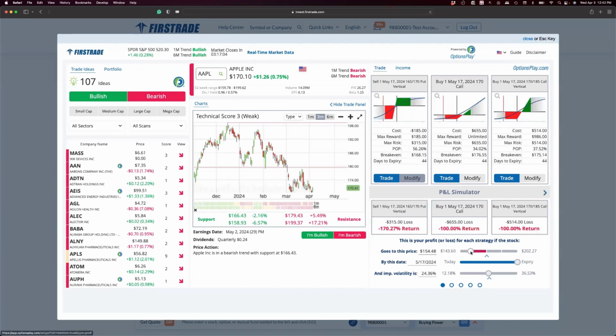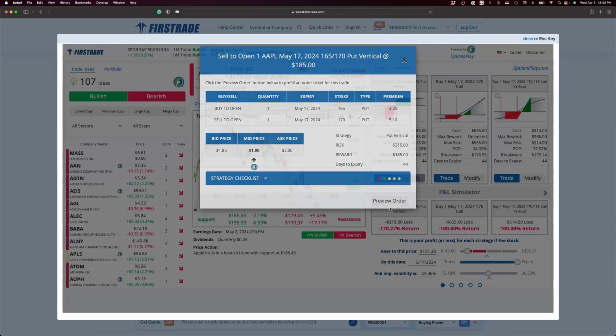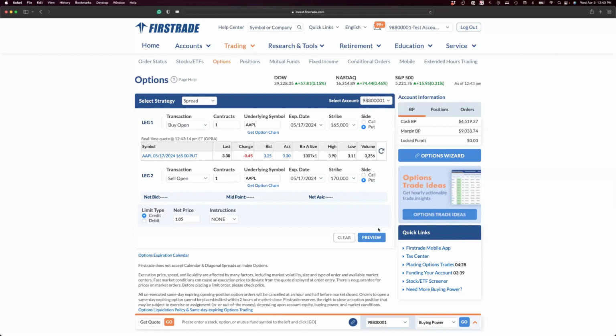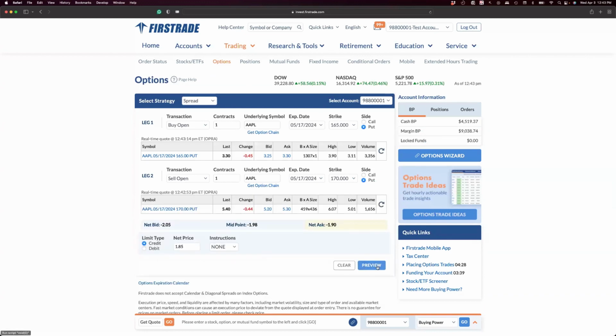And the downside, you will also potentially lose more than you can potentially make on this particular trade, which is why we have those stop loss rules to try to help prevent some of the bigger losses of these types of strategies. But the options play tool with First Trade is designed so that you can click a trade button, preview order, and actually have it automatically pre-fill your order ticket for you so that you can easily send this off for execution.